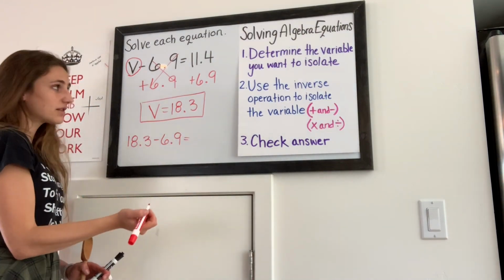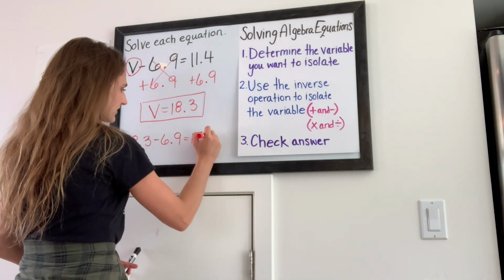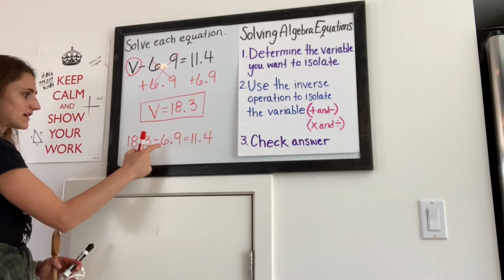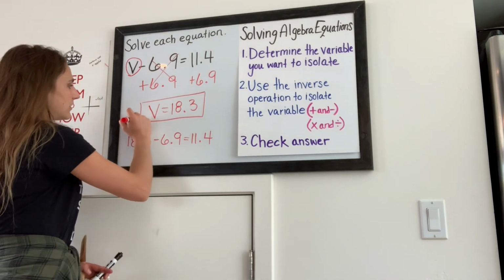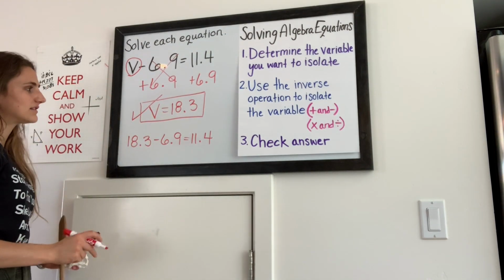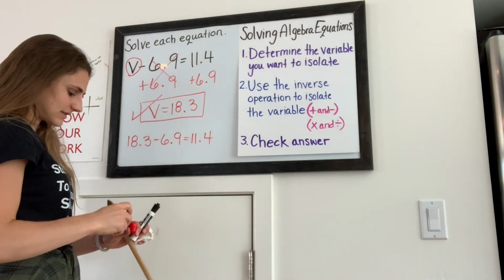And if we've done this correctly, we will be left with 11 and 4/10. 18 and 3/10 minus 6 and 9/10 does in fact equal 11 and 4/10. So we know that yes, we are correct in saying that v equals 18 and 3/10.